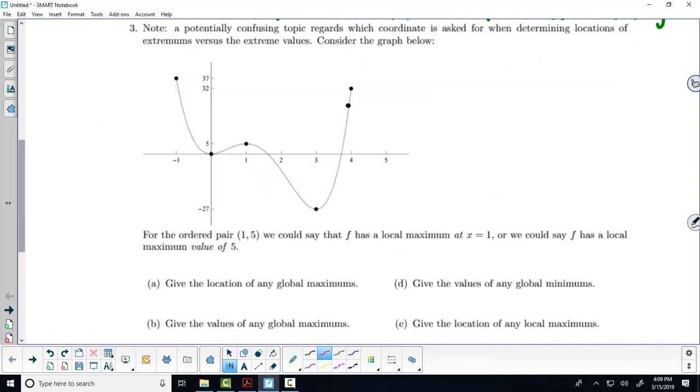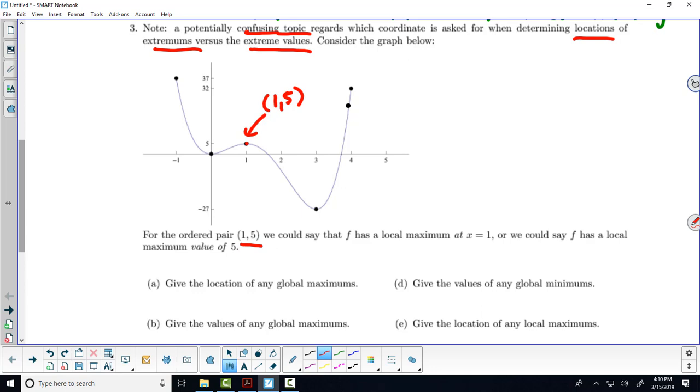Okay, folks, so now I want to look at point number 3 that I made. This is potentially a confusing topic: the location of the extreme value versus the extreme value itself. I'm going to try and parse that out. If we look at this function, the ordered pair (1, 5) is a what? Previously we said that it is a local maximum, right? This point right here on the function we could call a local maximum. That's perfectly fine. But how do I distinguish between the number 1 in that ordered pair and the number 5 in that ordered pair?